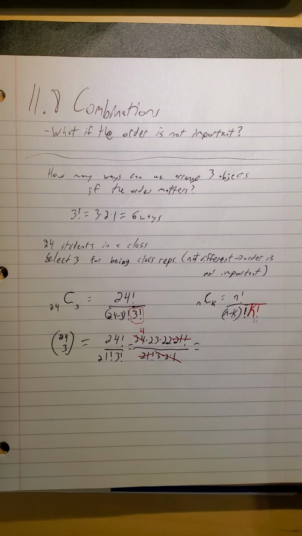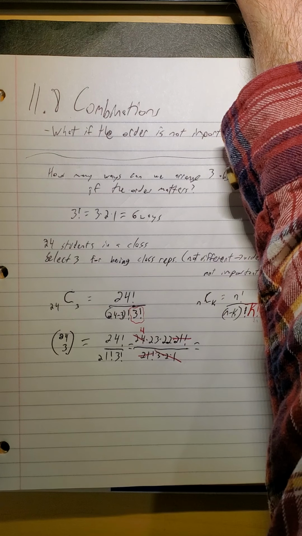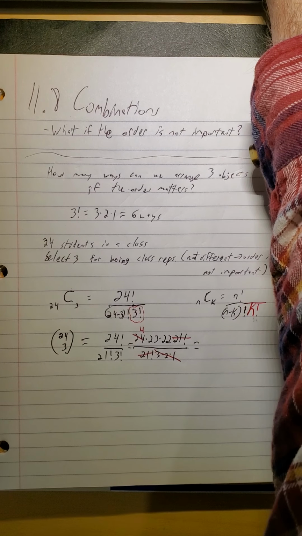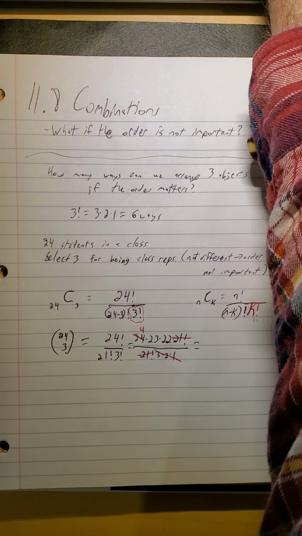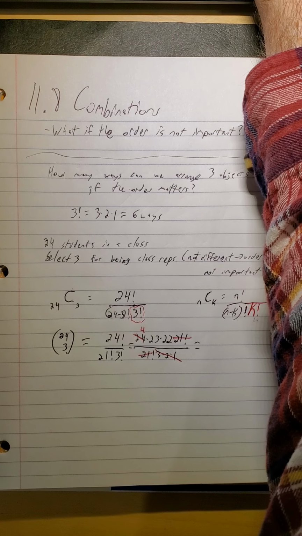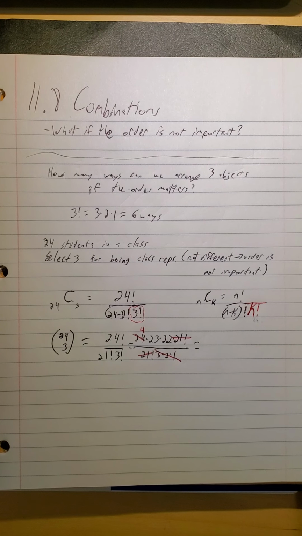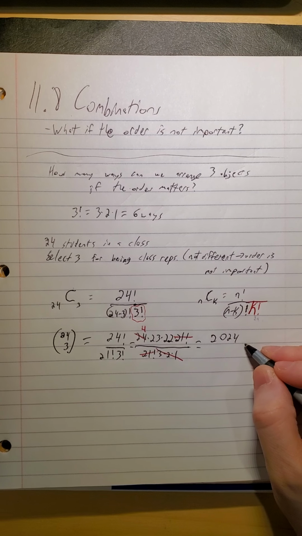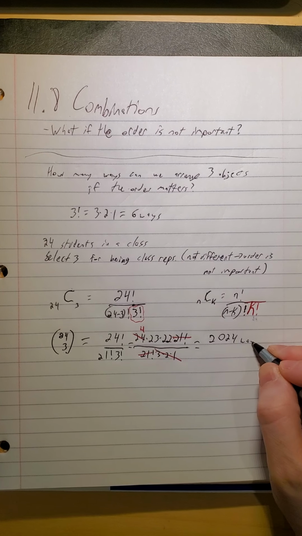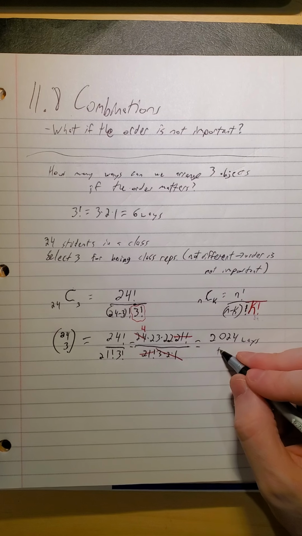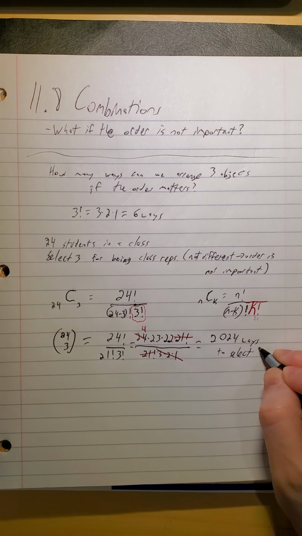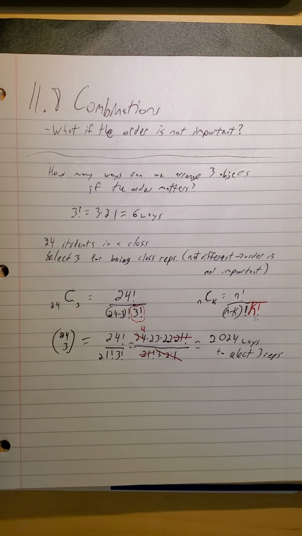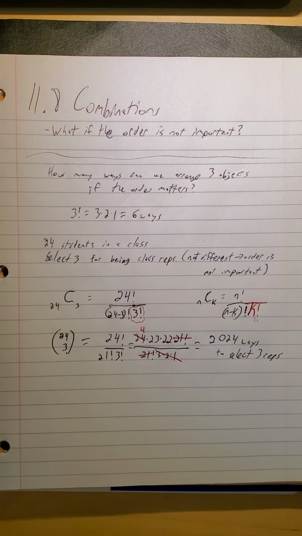And then it's just plug and chug on a calculator there. So we've got, on that one, 4 by 23 by 22. So 2024 ways that we would be able to select 3 reps.